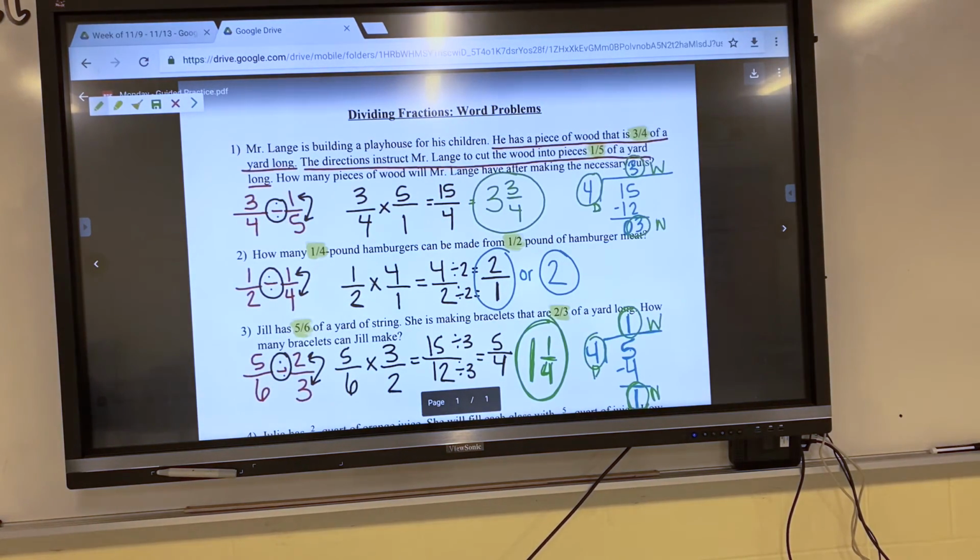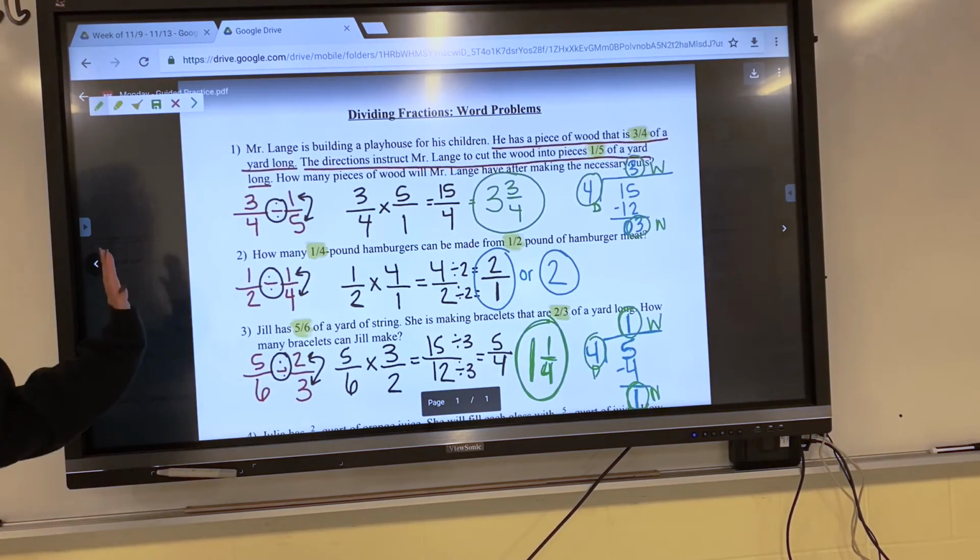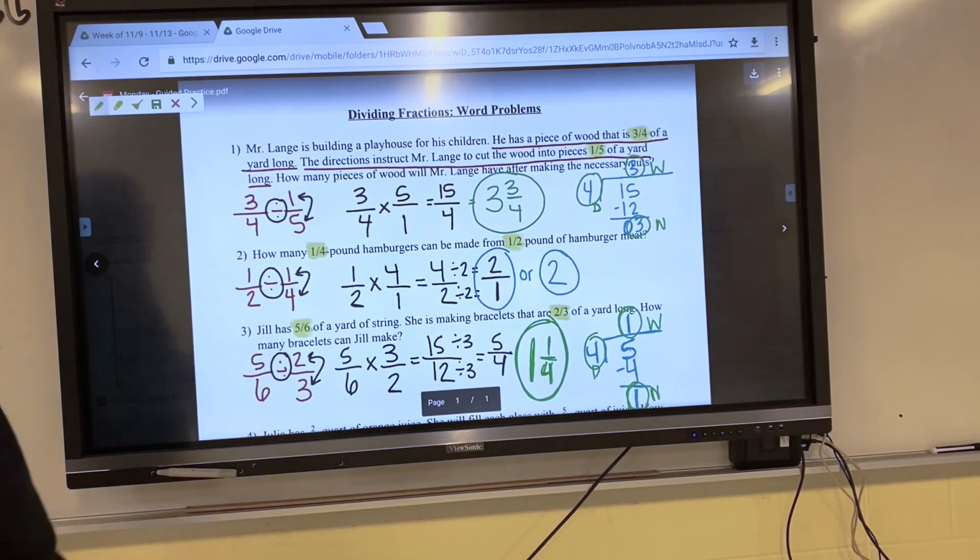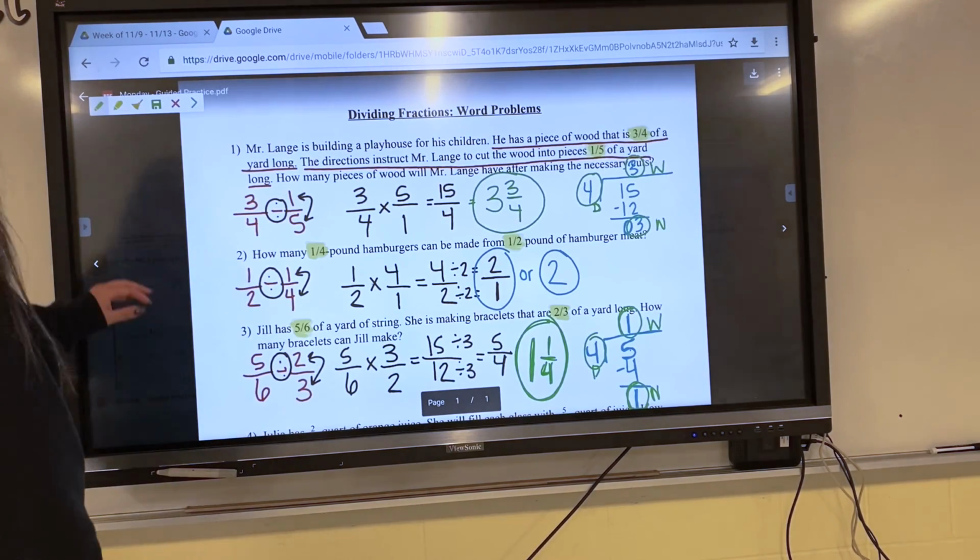So now there are 3 more problems. We're going to do these, and then whenever we're done with this lesson, you're going to do an independent practice that's just word problems, okay?